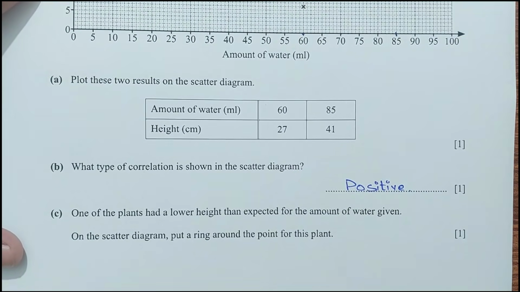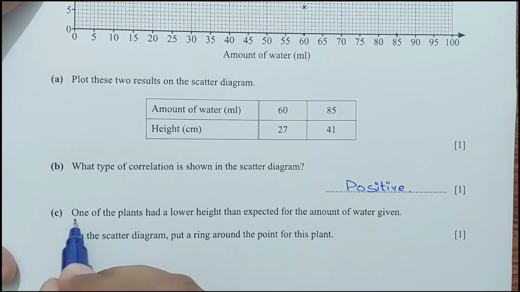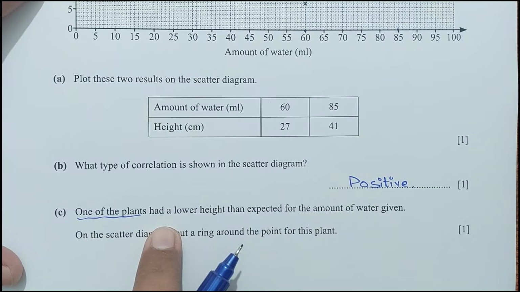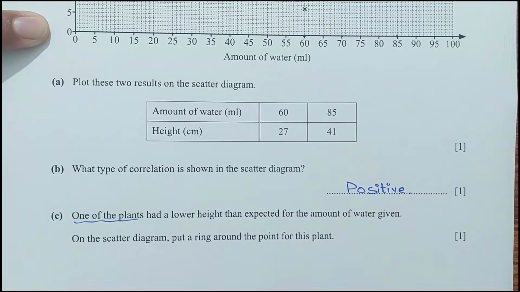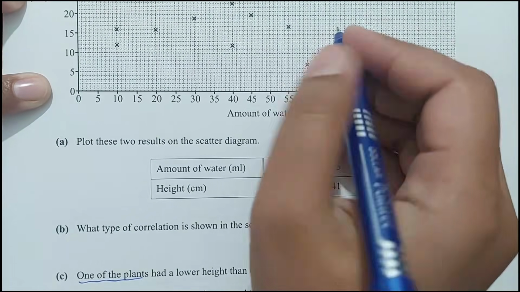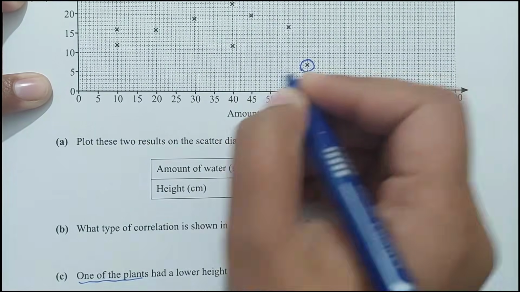Now for part C, one of the plants had a lower height than expected for the amount of water given. One of the plants, right? On the scatter diagram, put a ring around the point for this plant. So one of the plants had a lower height, lower than expected for the amount of water given. So this is the point. The water given is 60 milliliters and the height is just 7, right?